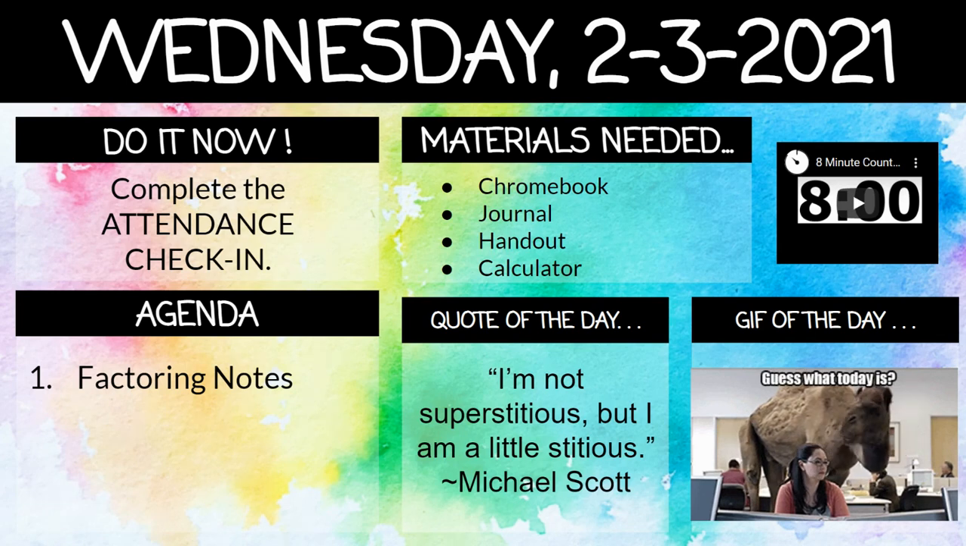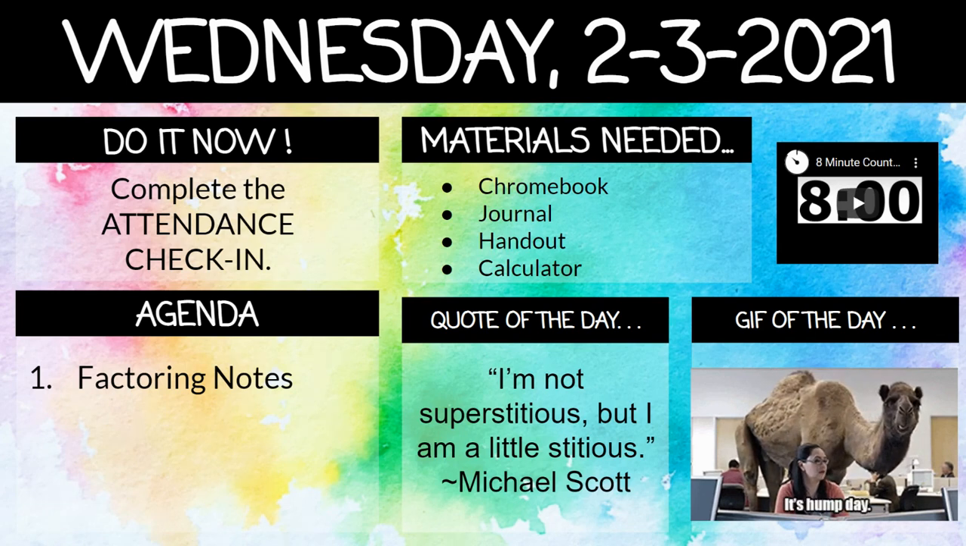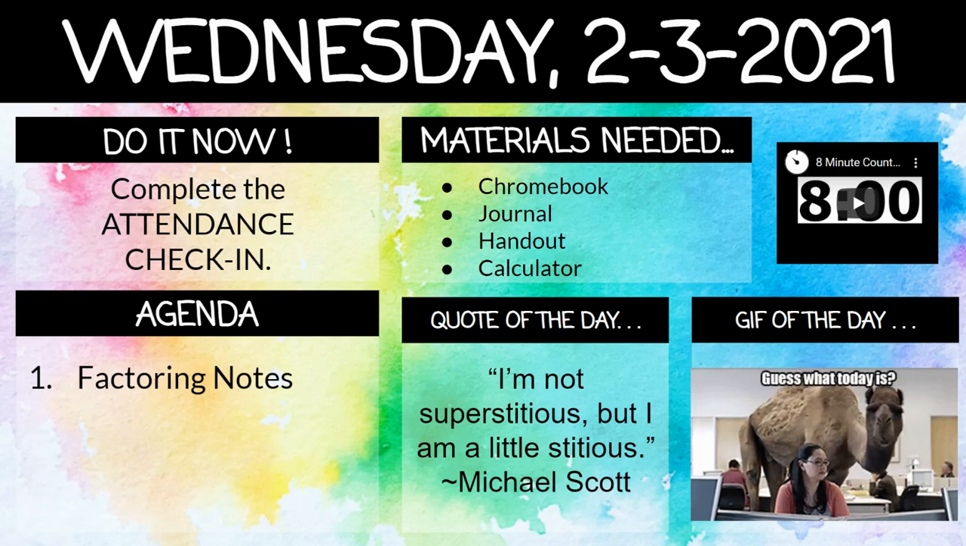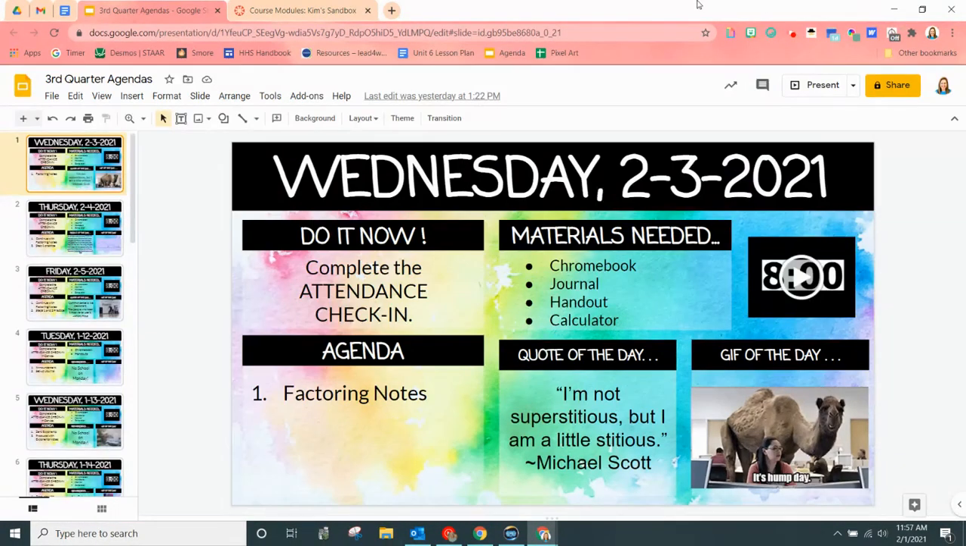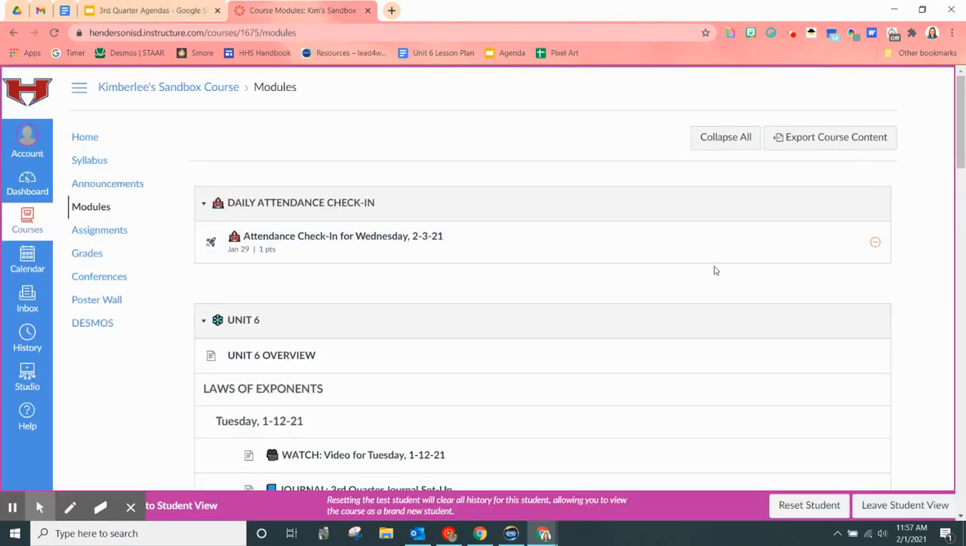So we are actually in the last piece of Unit 6. We've made it to the end of Unit 6. Remember, we did Unit 6 in two parts. We did our exponents first, then we did our multiplying polynomials, and then we're going to talk about something called factoring today. Okay, so let's go over to Canvas here and look at what we've got.